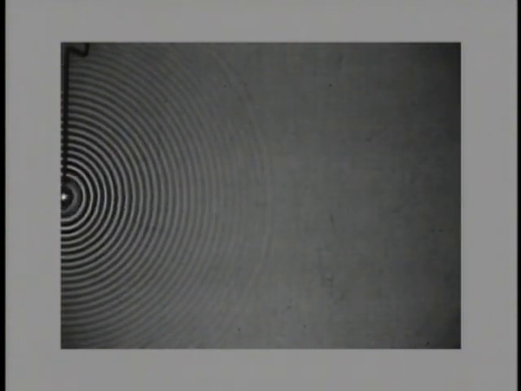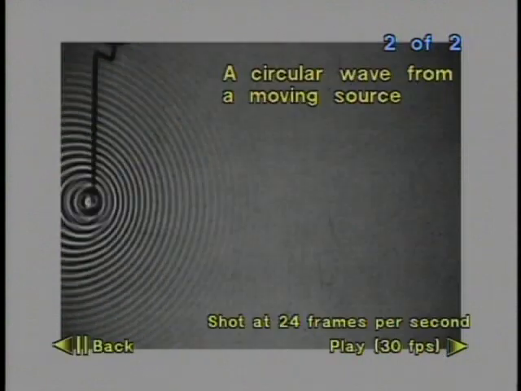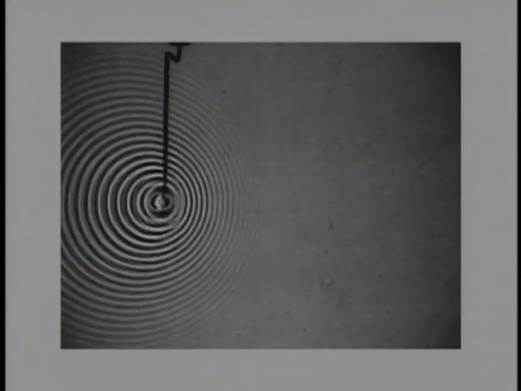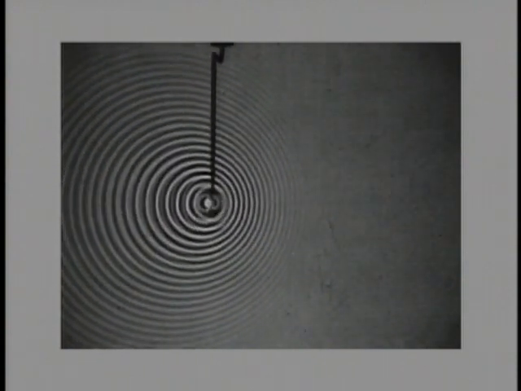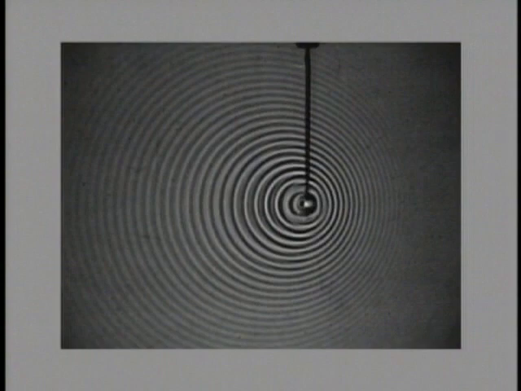The wave moving out from a stationary source travels equally in all directions. Notice how the wave fronts appear to pile up in front of the moving source and seem to spread out on the back side of the source.